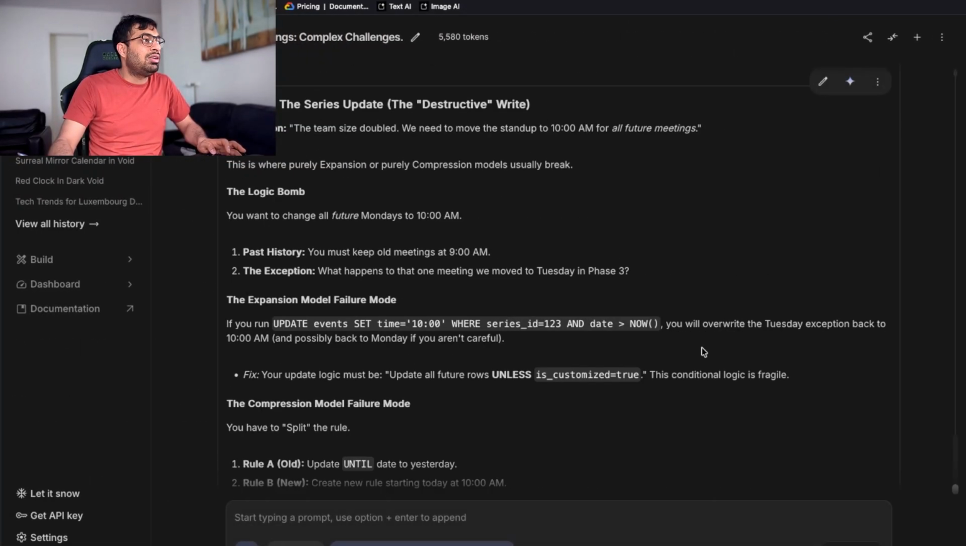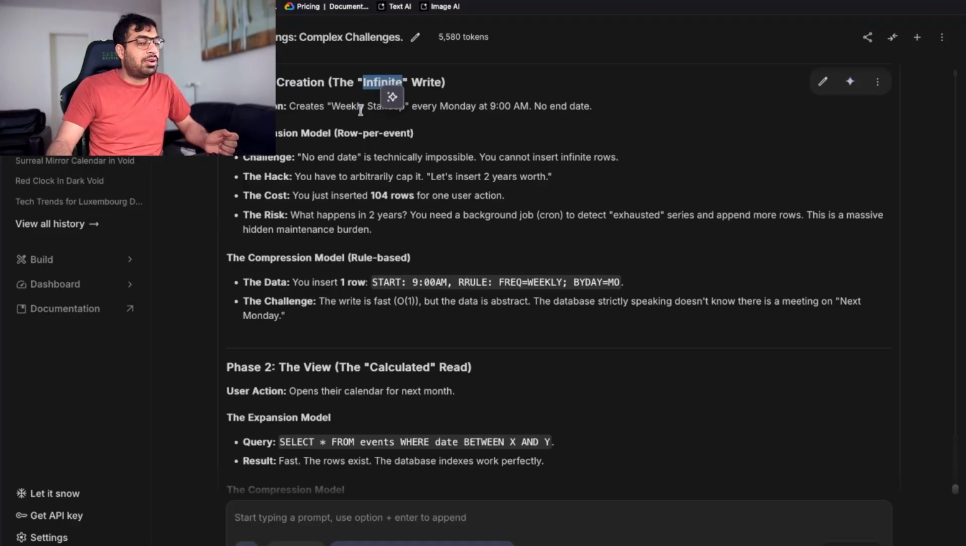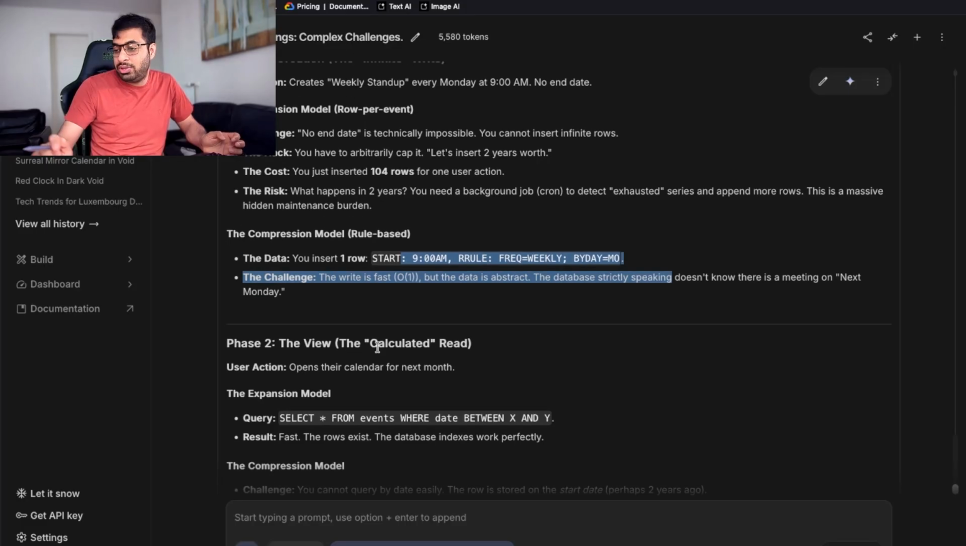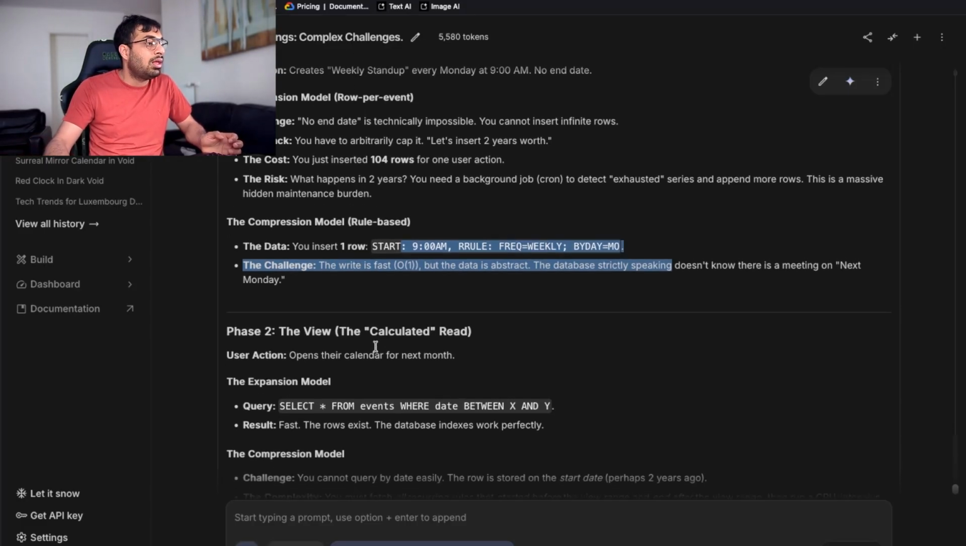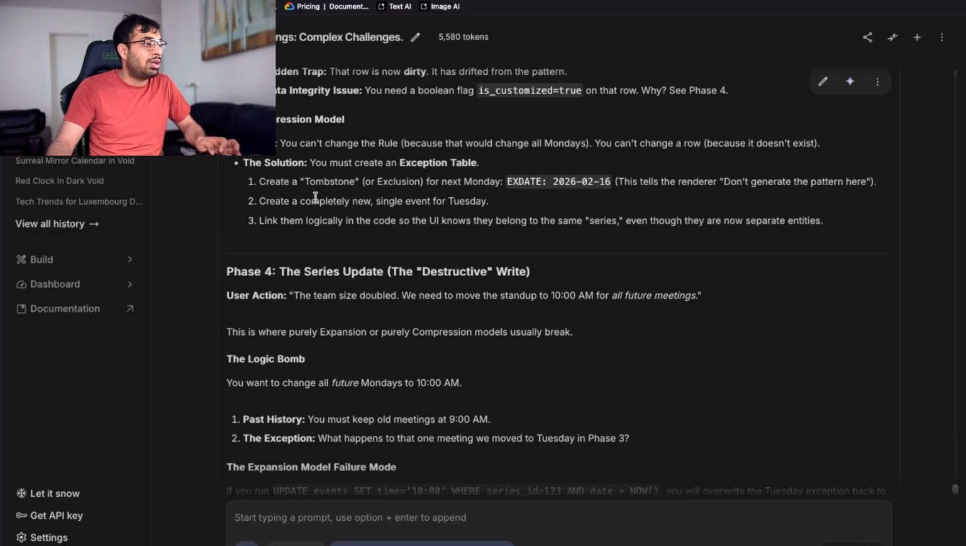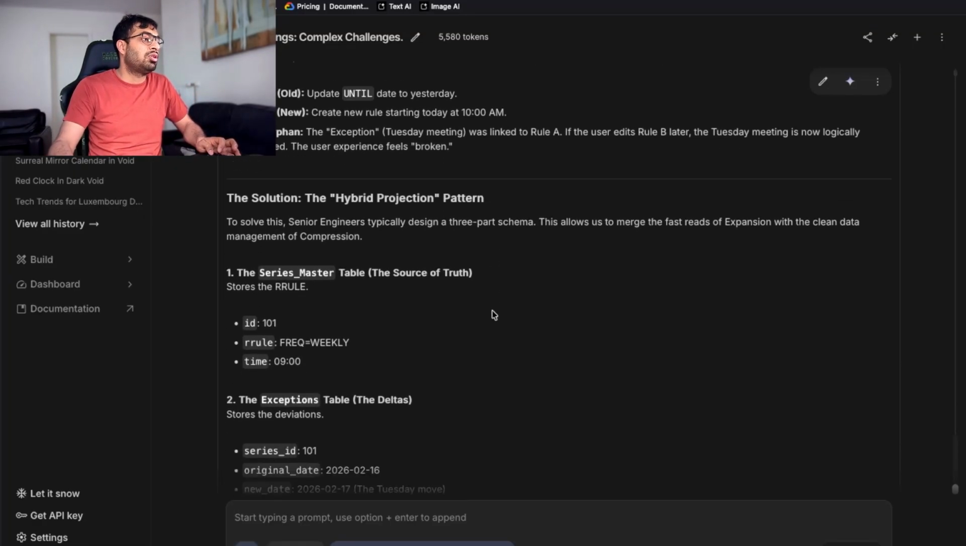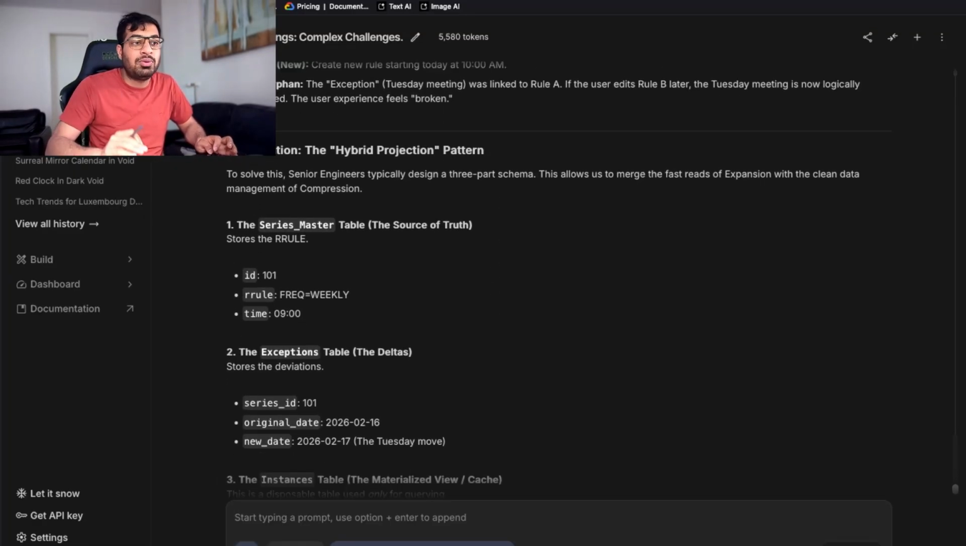So if we look at these problems that we discussed before, we solved the problem of infinite writes because this job is using the compression model based approach somehow, the solution from the compression based model approach to build infinite events. So we didn't have to store the infinite events into the DB. Reads are fetched from this particular table. Then we have the exceptions, which are handled by the job itself, the scheduler job that we talked about. And then we have the series update, which again is handled by this table and the job essentially. So you solve kind of all the problems. So now we will move to the next problem.